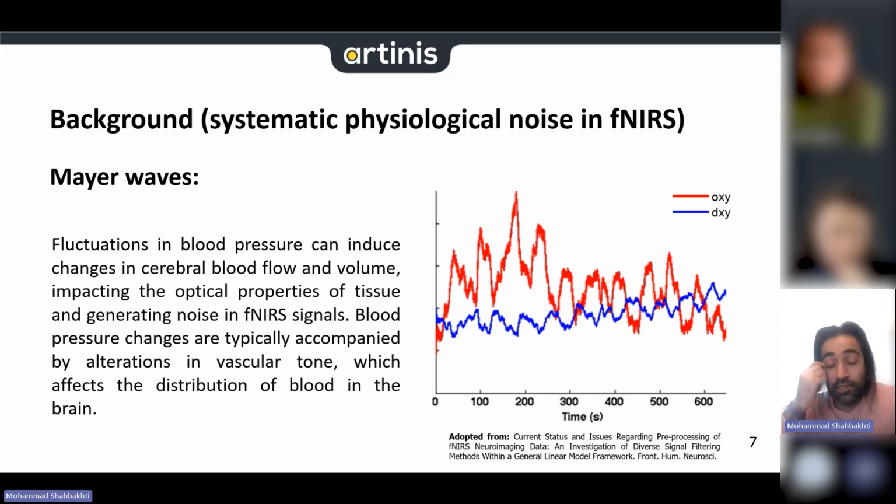So here you can also see oxygenated and deoxygenated hemoglobin data. But compared to respiration and cardiac pulsation, you can see here they are quite slow. So for example, you could see them in like 100 seconds or 50 seconds. But this is also one of the physiological noises that you have to take care of when you're doing your analysis.